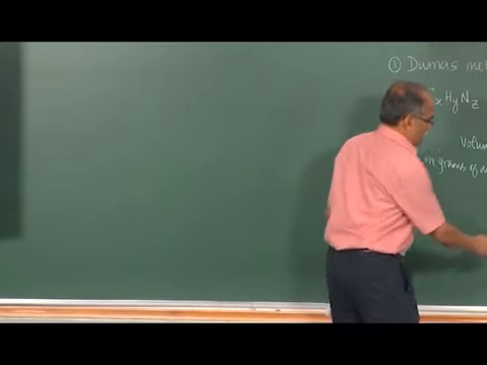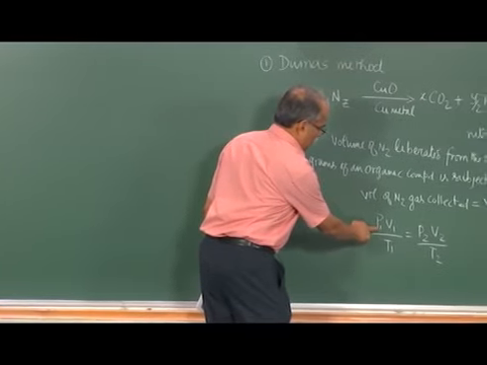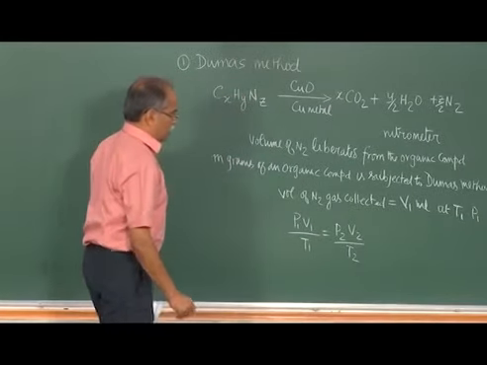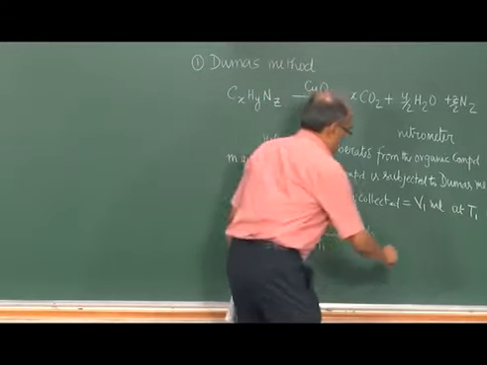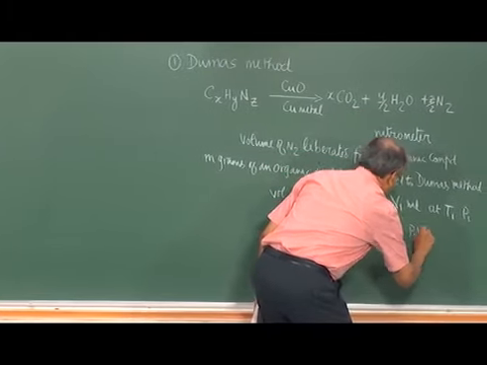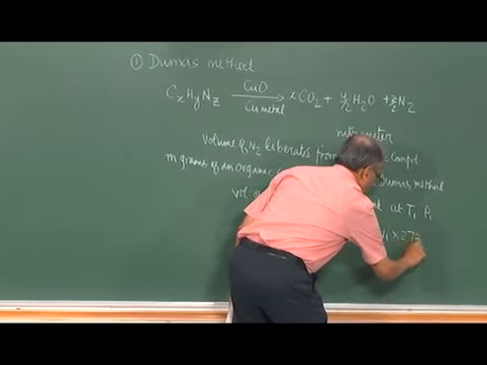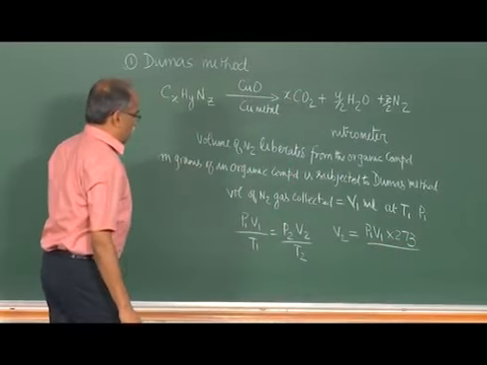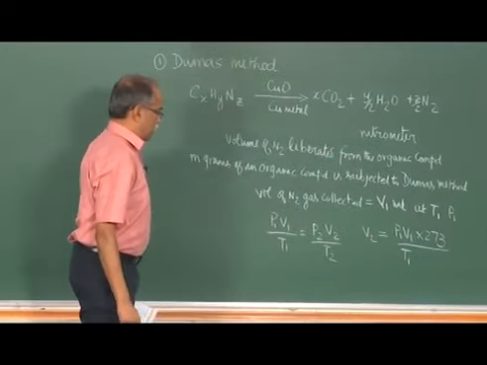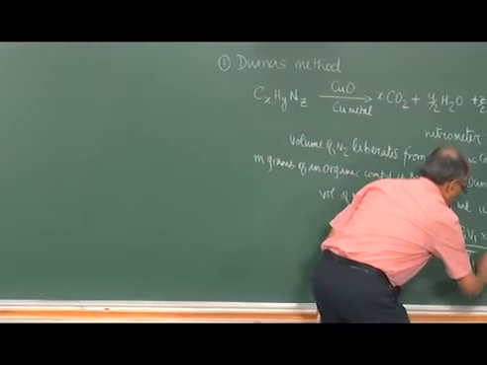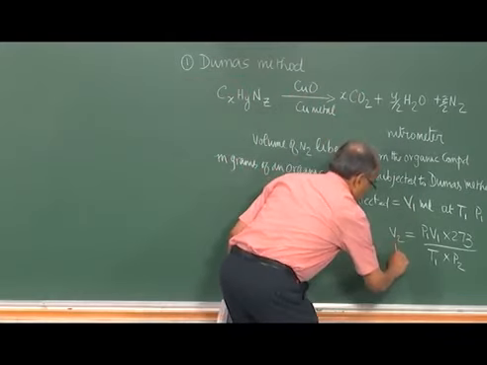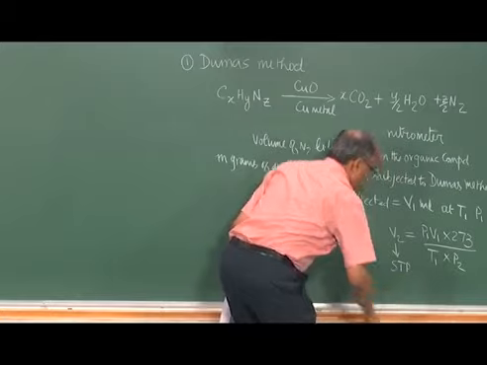So, let us say for example, this is the P1, which is the pressure at which the nitrogen is collected, V1 is the volume of the nitrogen that is collected, and T1 is the temperature at which this is collected. We want to find out V2 now. So, V2 will be equal to P1 V1 multiplied by 273 Kelvin, which is the standard temperature condition, divided by T1, that is the temperature at which the experiment is carried out or the nitrogen is collected, multiplied by P2. So, if you solve this, then you can get the volume of nitrogen at standard temperature and pressure or normal temperature and pressure.